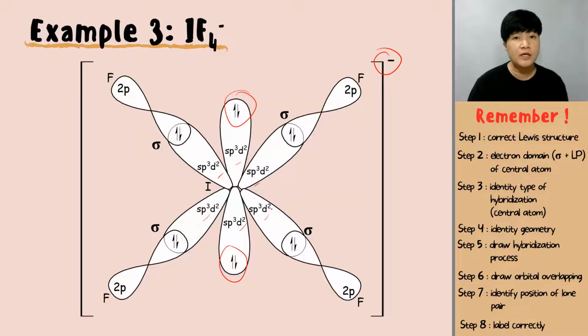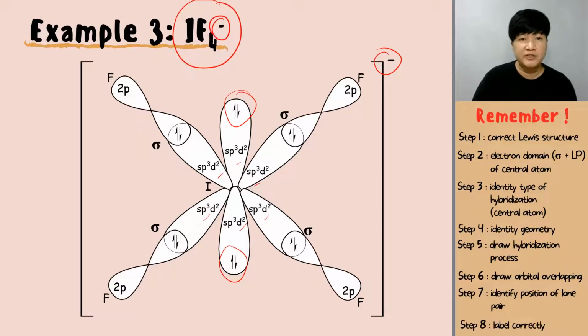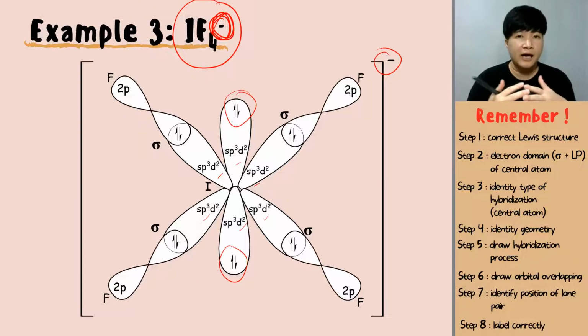that holds lone pair, and also for the ionic compound when you have a charge. And I really hope that this video is able to help you to understand about the hybridization process and orbital overlapping when your central atom has lone pair.